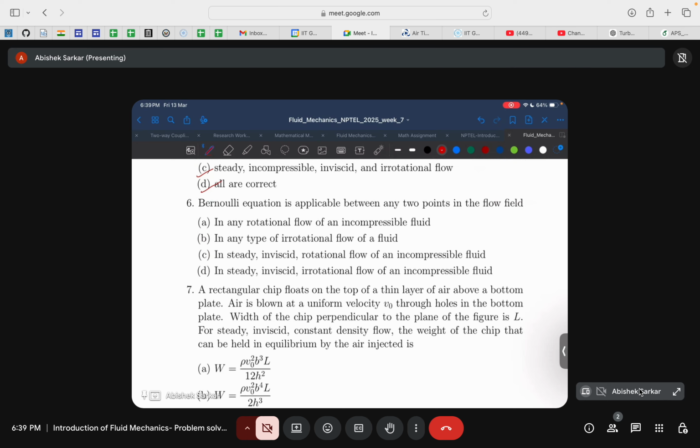Bernoulli's equation is applicable between any 2 points in the flow if it is any rotational flow of an incompressible fluid; in a steady inviscid rotational flow of an incompressible fluid; in a steady inviscid irrotational flow of an incompressible fluid. Okay, now you can choose the correct answer.